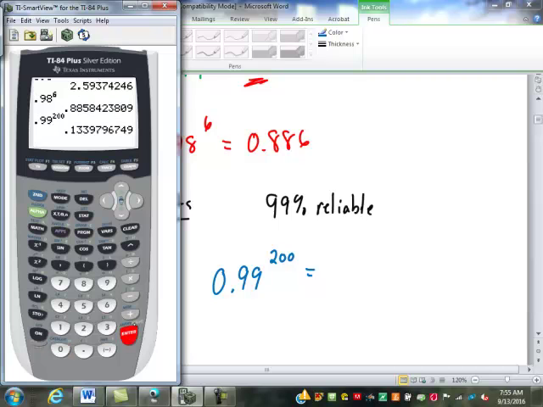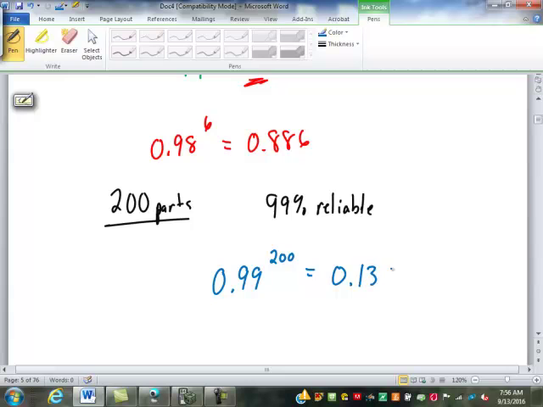There's a 13% chance. 0.134, 13.4% chance that the machine will function without at least one part malfunctioning. That's pretty low. You can see that 0.99 is just slightly smaller than 1, but we multiplied by it 200 times.